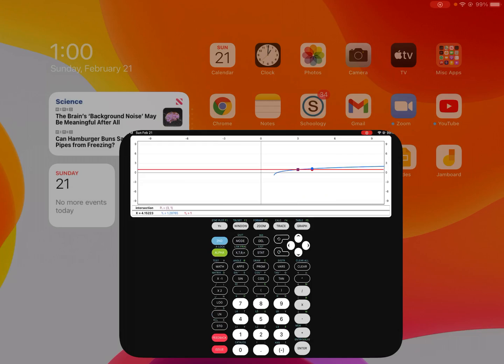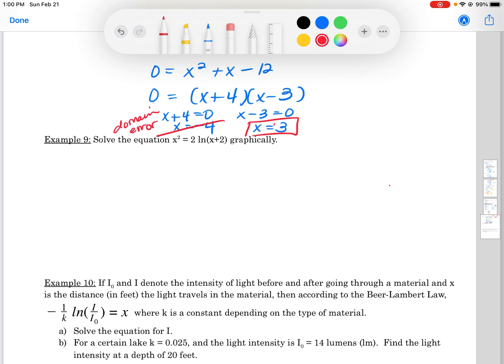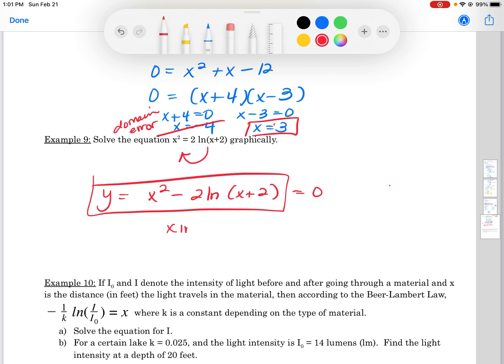Okay. All right, so let's take a look at the next one. So this one we do want to do graphically. We have x squared equals 2 natural log of x plus 2. So it may be easier. You could absolutely find the intersection here, but because this is a parabola and a natural log, making it equal 0 might be easier. So let's see. I could just move this stuff over and we'll have y equals, well, really, not y equals yet. We have x squared minus 2 ln x plus 2 is equal to 0. So we can say that y equals this and then find the x-intercepts.